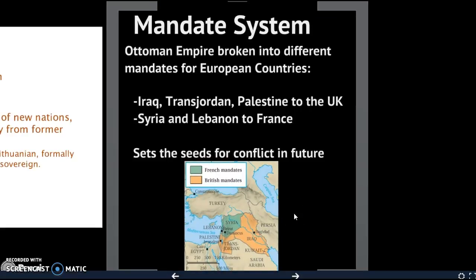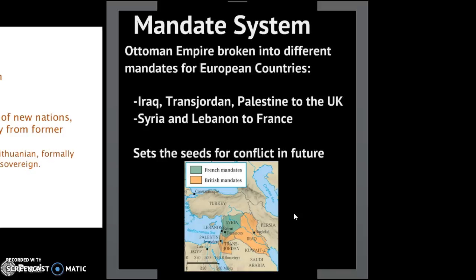One of the things that was a really bad outcome is the mandate system. The French and the British Empire want these lands. They're technically there, being overseen by these two countries until they get a government set up. The idea is once they are established, they can become independent. But they're treated like colonies. So we've got Iraq, Transjordan, which today is Jordan, and Palestine, which today is Palestine and Israel, are going to be ruled by the UK, and then Syria and Lebanon will be ruled by France.